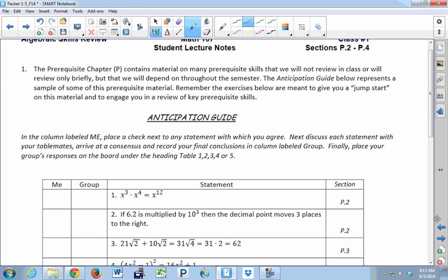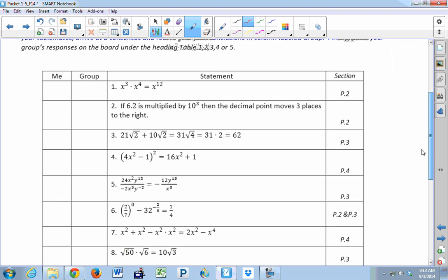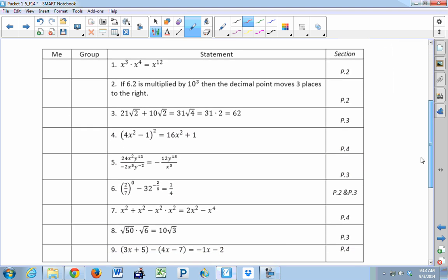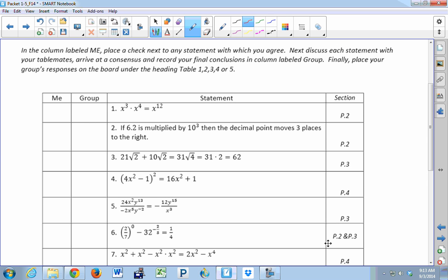Okay. So the anticipation guide is this little table here. And as you can see, if you look over in this particular column, you see it has examples. This is the types of examples you can anticipate from P2 to P4. All review from 096, okay, or prerequisite material.